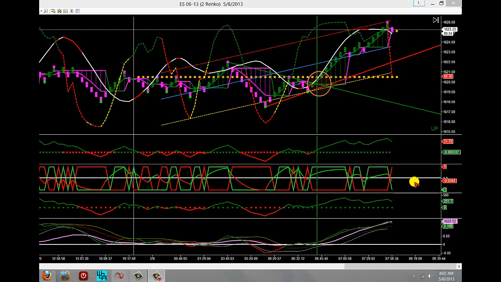Triangle trend indicators for NinjaTrader on 5/8/2013 on the ES2 Renko. I thought I would show you this setup this morning because it's such an obvious trade that presented itself about 12 minutes after the market opened at 6:30 here on the West Coast.